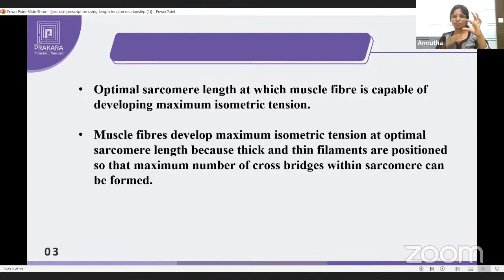Now, after relaxing, I am talking about the resting phase completely, or now my muscle is lengthened. So whenever the sarcomere is lengthened here, what is happening now? There are zero cross bridges formed. So no cross bridges formed, no tension there.